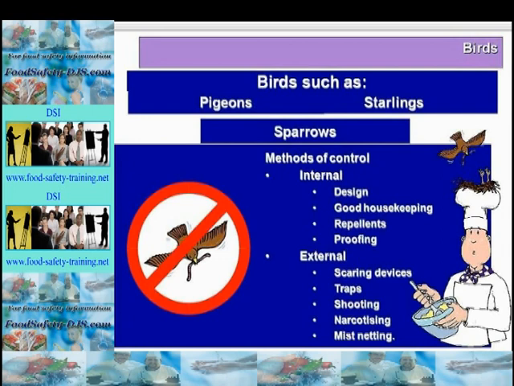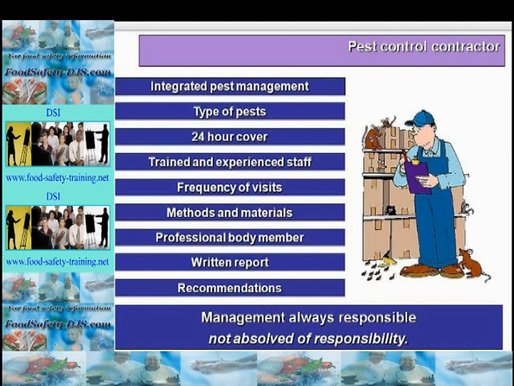Under integrated pest management, the pest control contractor must be able to cover all types of pests, arrange for 24-hour cover, have trained and experienced staff in the food industry, stipulate the methods and materials and the frequency of visits, be a professional body member, and that body must be reputable, provide written reports and recommendations, and have adequate insurance, which you must stipulate should be at least £5 million.